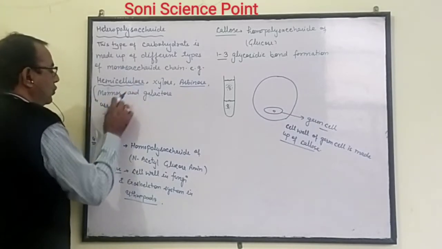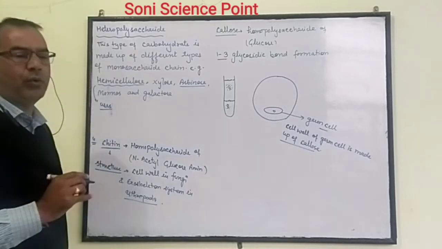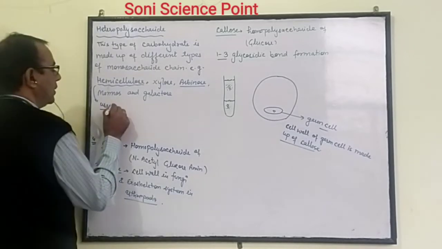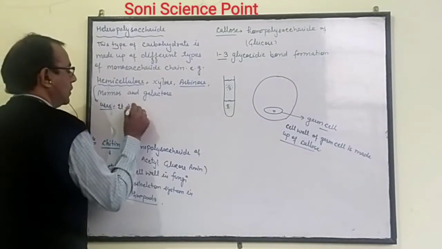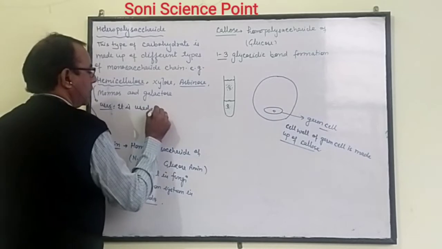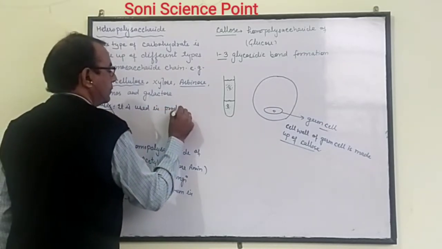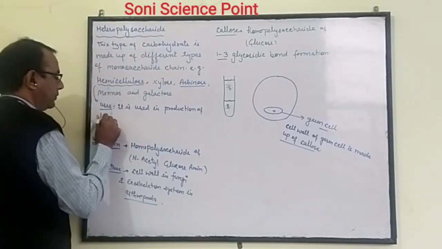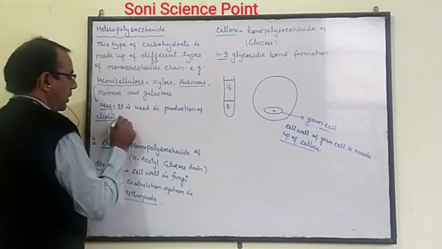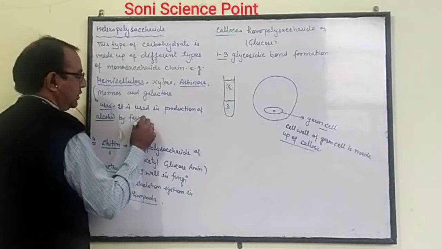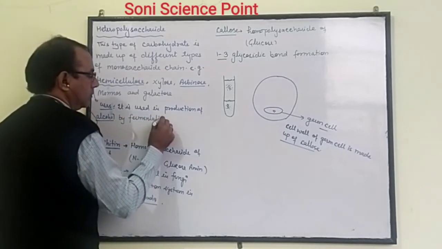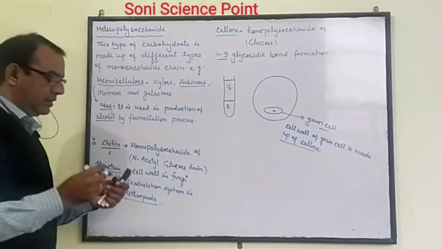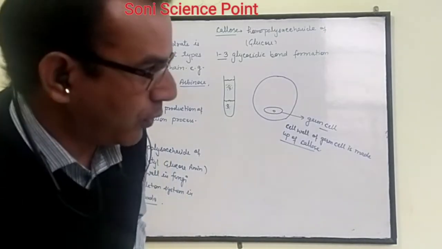The use of hemicellulose is in the production of alcohol by the fermentation process. These are the polysaccharide biomolecules.